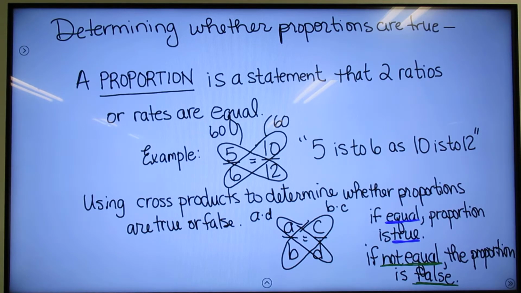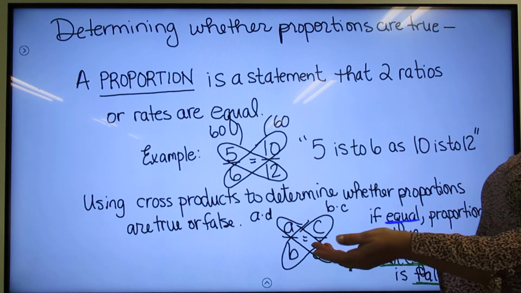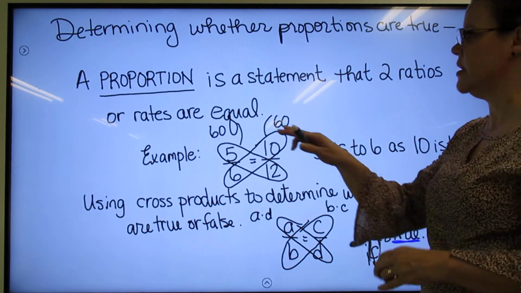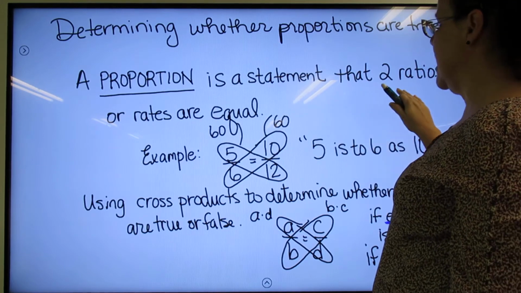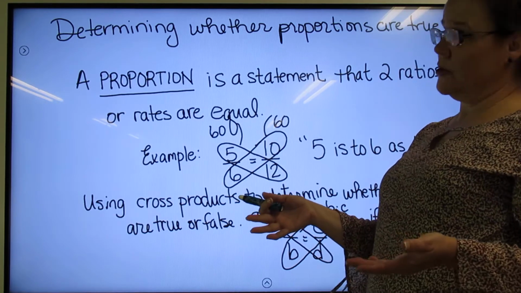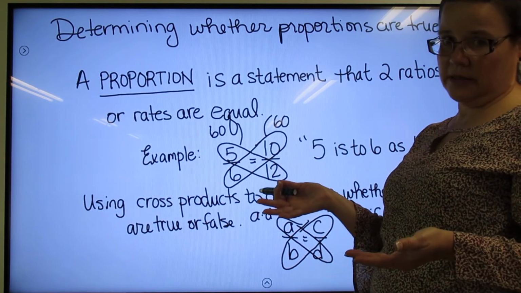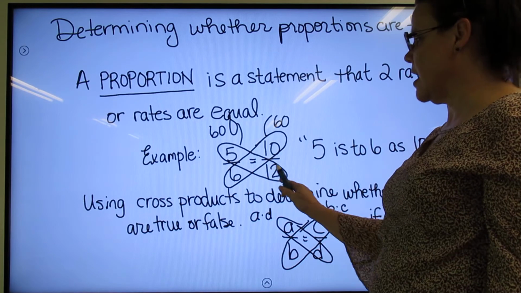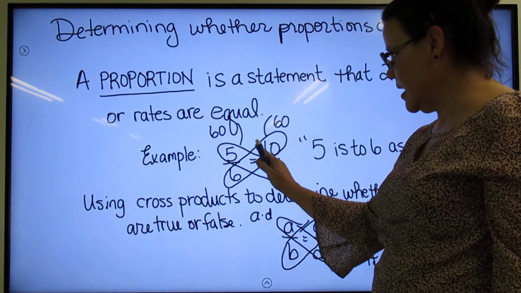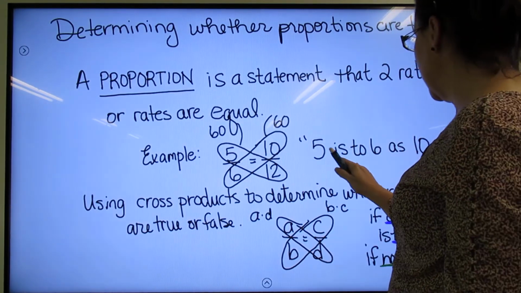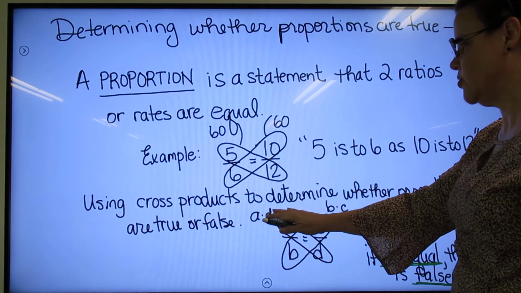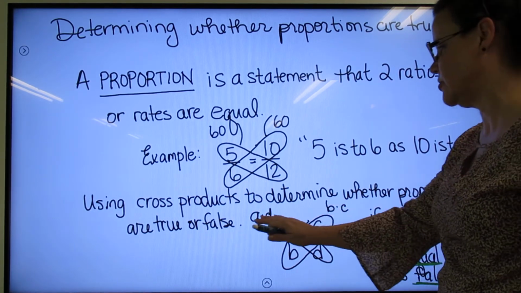Determining whether proportions are true. Now, this is the proportion section of it. We'll continue with this, and then we'll probably stop after the proportion. So, a proportion is a statement that two ratios or rates are equal. And if you wanted to know if they were equal, I think we talked about comparing fractions, you would do that kind of butterfly effect and multiply them, cross multiplying, and see if they are equal. And 5 is to 6 as 10 is to 12, you would write it like this using cross products to determine whether proportions are true.